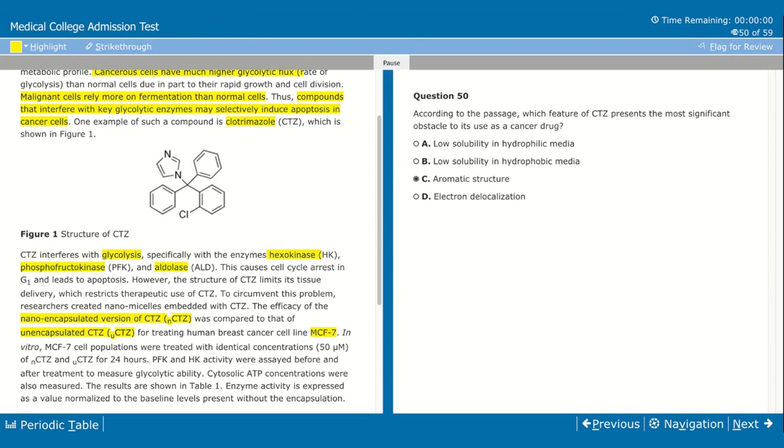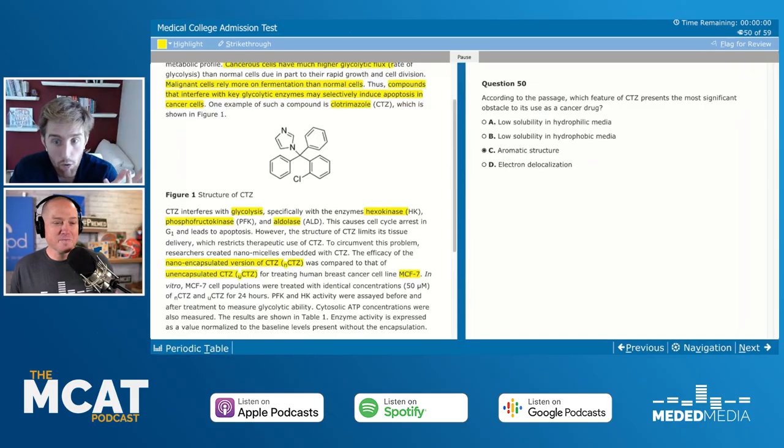Actually, that's why the most common wrong answer on this question is C, because students say, well, figure one shows that it has an aromatic structure, which is true. You know, C must be the right answer. Mm-hmm. And you could say the same thing about D, which is, oh, what do aromatic structures entail? Almost definitionally, aromatic structures have electron delocalization. So why isn't D the right answer as well, if C and D necessarily go together?